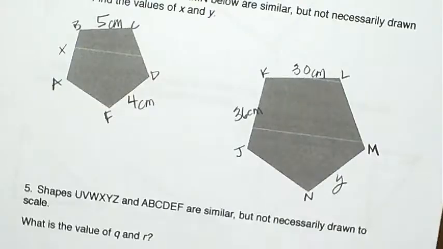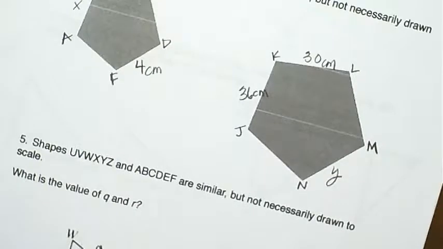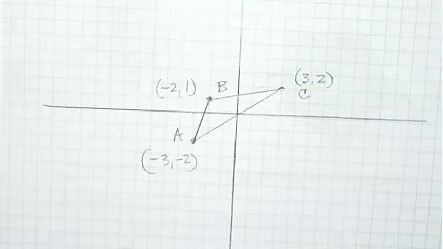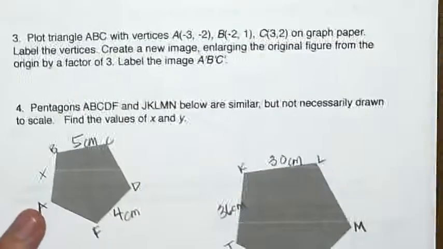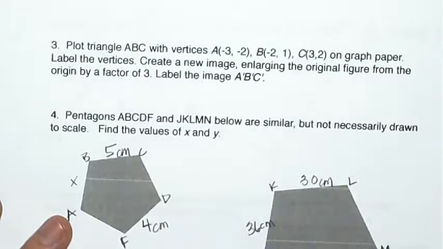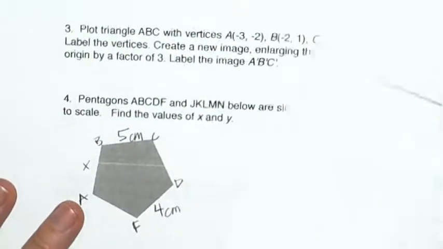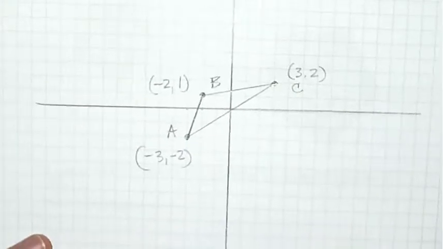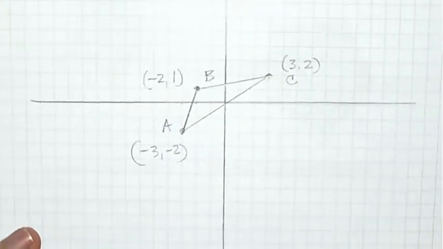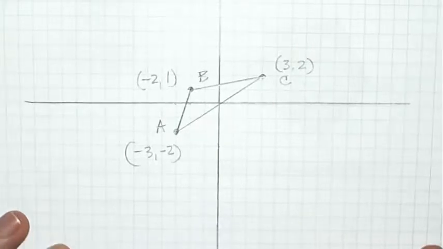Okay, number 3. Let me grab some graph paper. Okay, if you need to pause the video for a second, this number 3 is going to require, I would use an entire sheet of graph paper. So you're going to graph these points and enlarge the original figure by a factor of 3, and then you're going to label it A prime, B prime, C prime. So pause the video, graph your original triangle, and then pick up at this point.